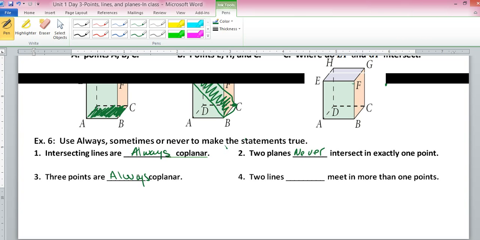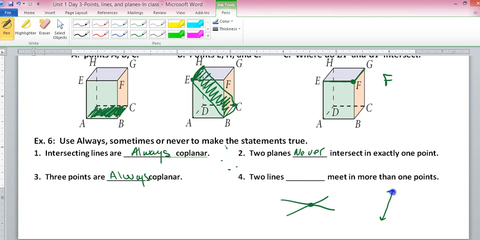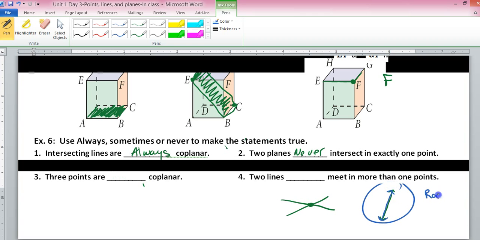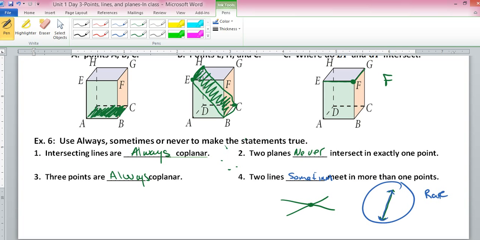Number 4. 2 lines blank meet in more than one point. Well, if you look at 2 lines, they meet in one point. But what you have to understand is, if I draw this line, could they potentially meet in more than one point if they are the same line? The answer to that is yes. So since we could draw 2 different scenarios here, this scenario being very rare, you have to know that this would be sometimes. Hopefully you'll be able to complete the homework now.